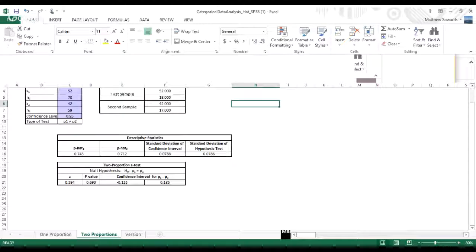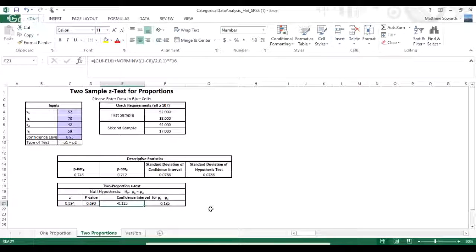Which is 0.031. Is that what you got? Yes, 0.031 is what I got. Okay. The margin of error is rough. Let me see.